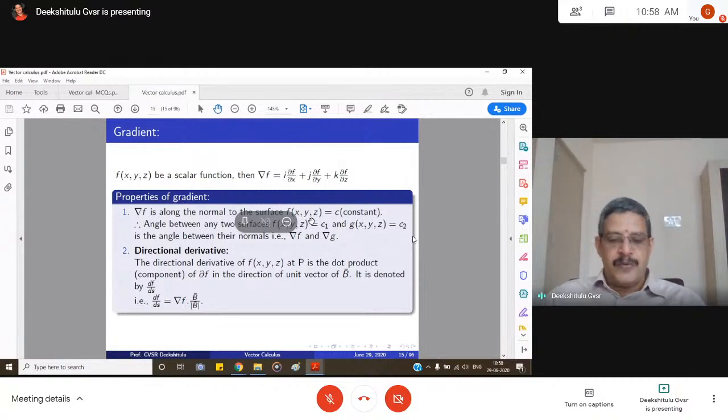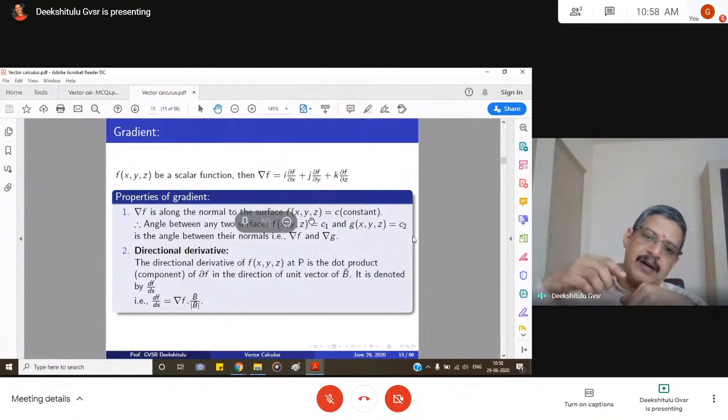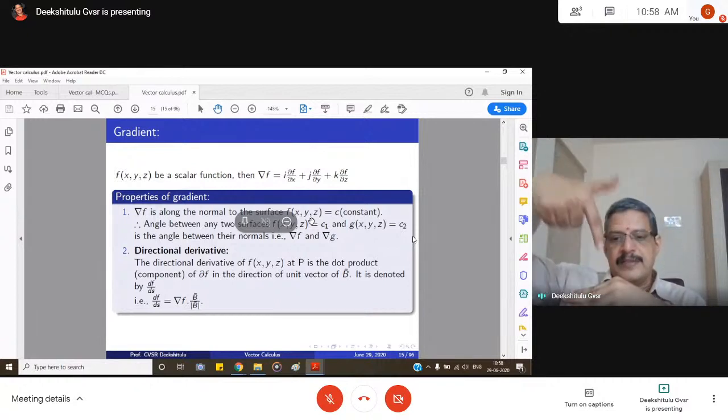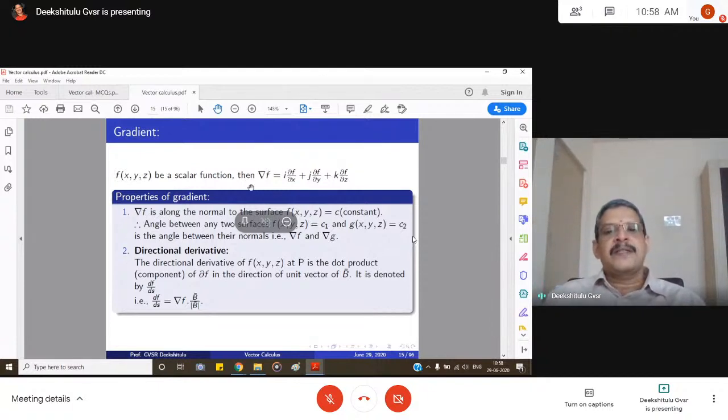That means if you want to find the normal to the surface at any point of the surface, it is given by the gradient of the scalar point function which defines the surface. Angle between any two surfaces: based on this principle, because del f gives the normal to the surface, consider two surfaces f of x, y, z equal to c1 and g of x, y, z equal to c2. The angle between the normals is the angle between the surfaces.